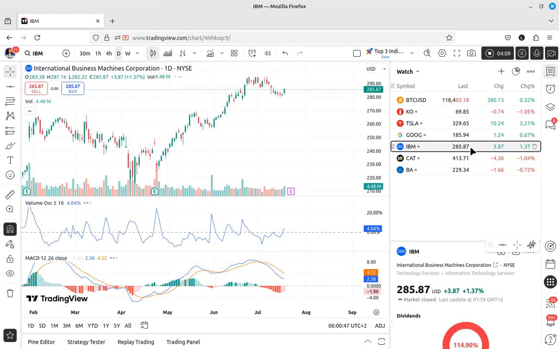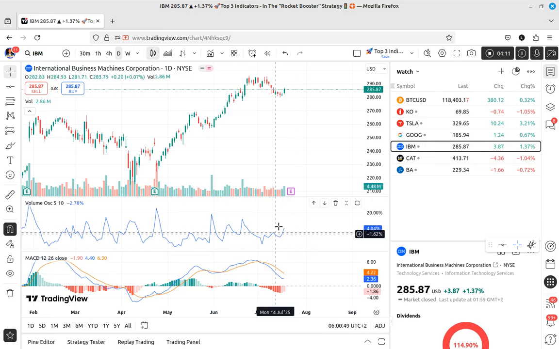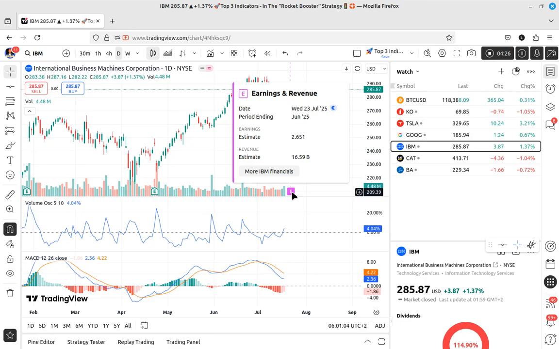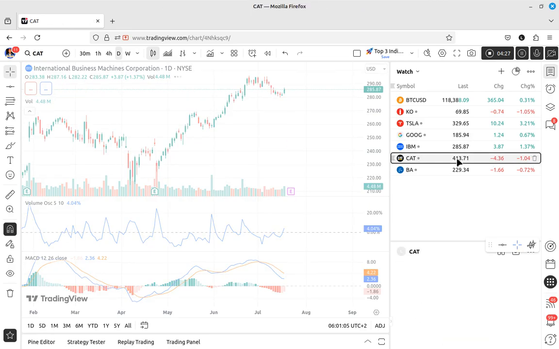Let's look at IBM now. Same with IBM. With IBM, we have a very good volume spike here, so it has broken out in terms of volume, but we're still waiting for the MACD. The thing about the MACD is that it does take a while to cross. So this is kind of a long-term trade, but we do have an earnings report next week.